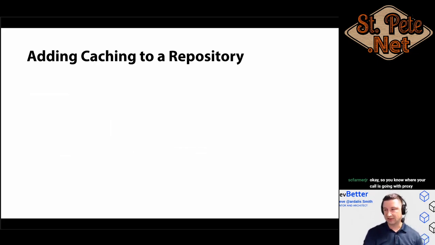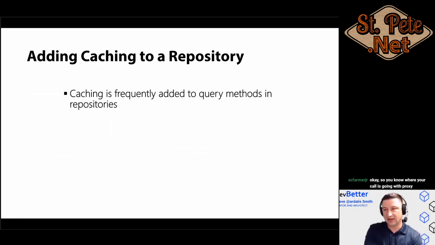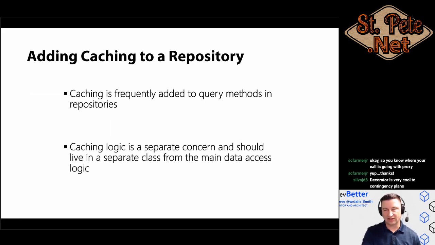All right, let me jump back into caching. So caching is frequently added to query methods. I already talked about how you could split your repository into read-only methods that are more cacheable, so this would apply to that. And caching logic is a separate concern. It's easy to get caching logic wrong. It's something that you might want to change how you do later. And if you change your mind about how you want to do caching, you're probably changing that decision for totally different reasons and at a different time than changing your decision about how you're going to fetch the data or what data access technology you're going to use.